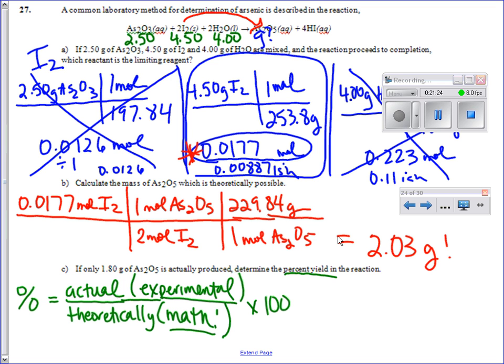So the next question, if only 1.8 grams of As2O5 is actually produced, so this is what Noah did.